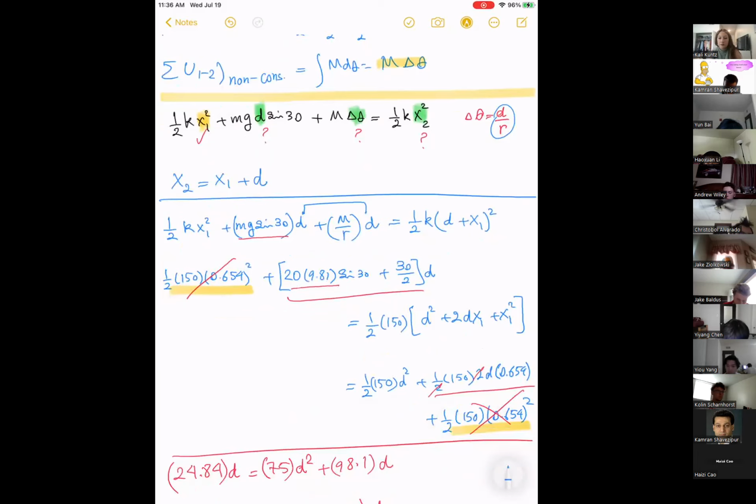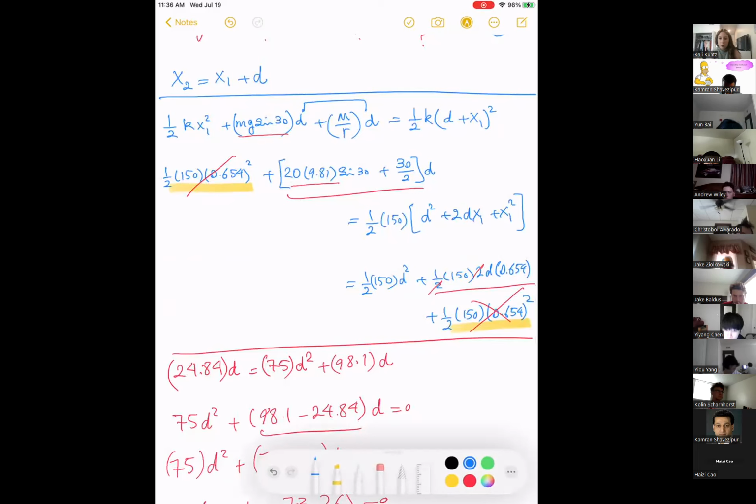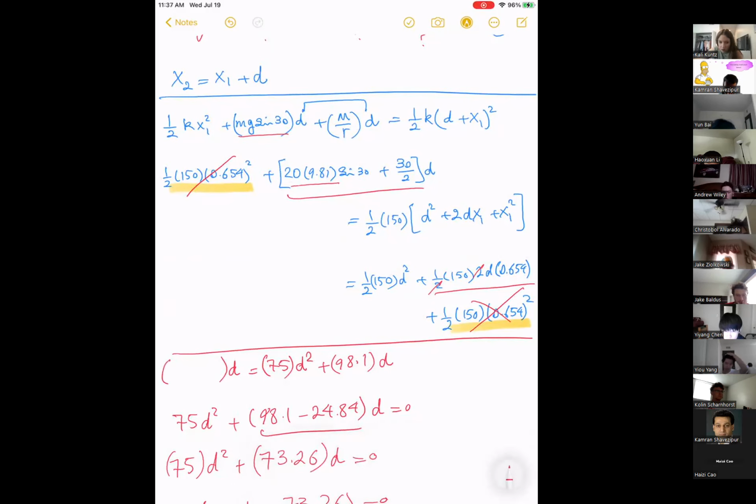So 20 times 9.81 times 0.5 plus 15. Okay, this term, I got it wrong. This term, let me fix it here. It's going to be 113. I put 2 for mass, it was 20. This term that comes here, the mass was 20.